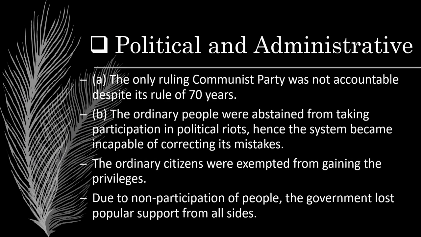Second cause for the fall of USSR is political and administrative reasons. The only ruling Communist Party was not accountable despite its rule for 70 years. The Communist Party was the only party in USSR. It had ruled 70 years, and still it was not accountable. Accountable means it was not transparent towards the people. It was not giving knowledge to their people for their policy, for their work.